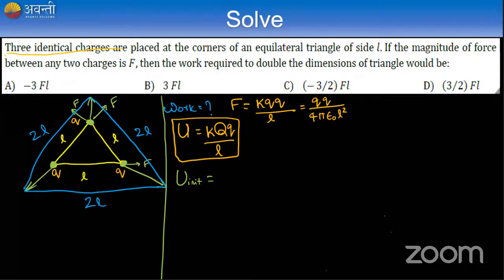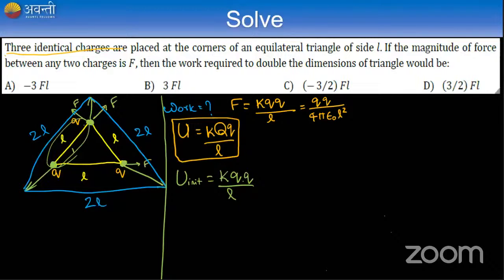My initial potential energy will be, yes, correct, guys. Correct, Shashwita, thank you. It is K times Q1 into Q2. My Q1 is Q, my Q2 is also Q, and my initial separation is L. So K Q1 Q2 by L. So this is for the first pair.